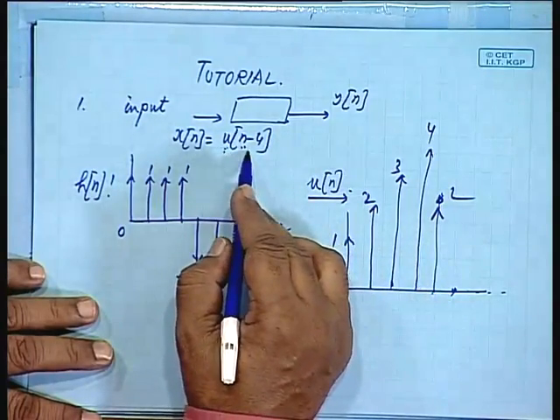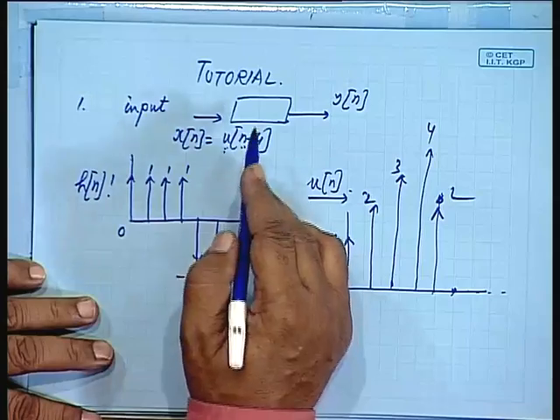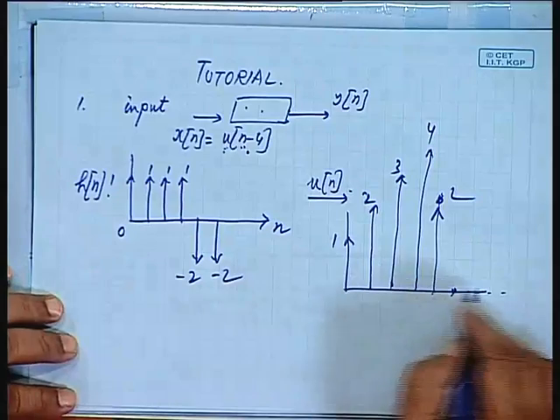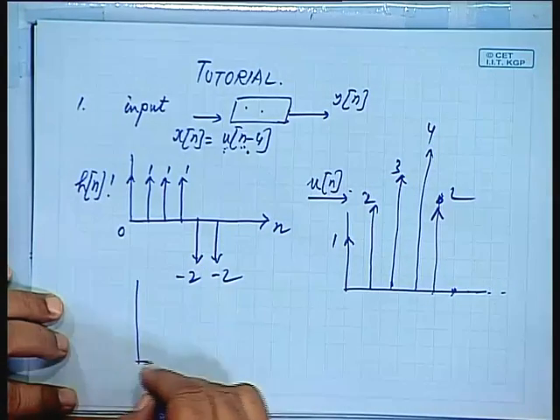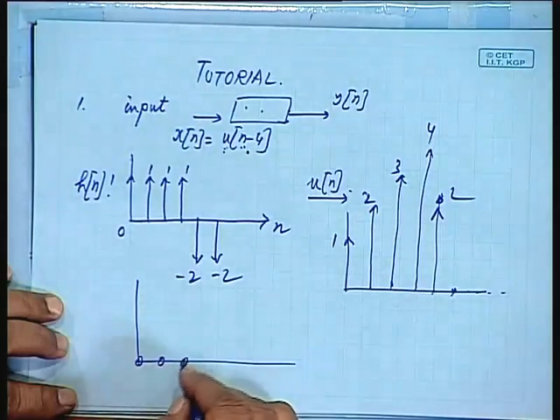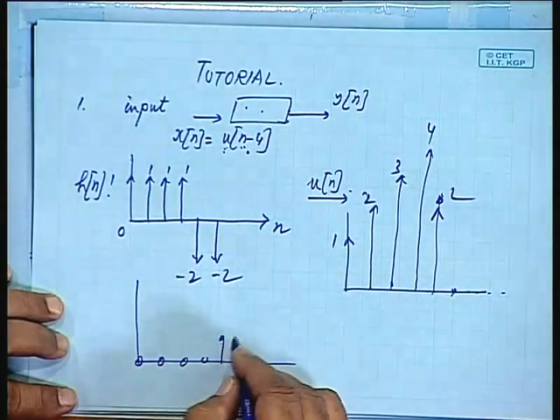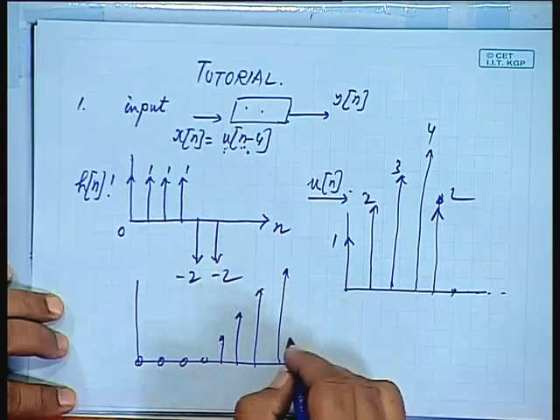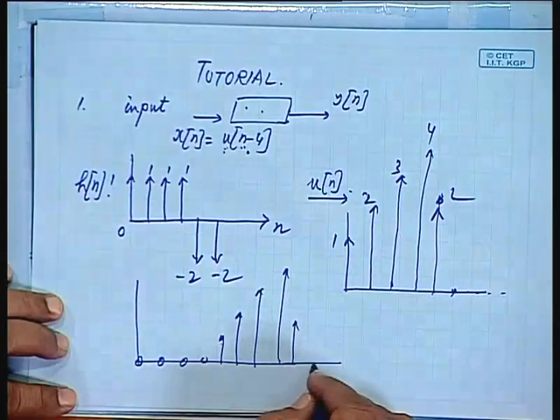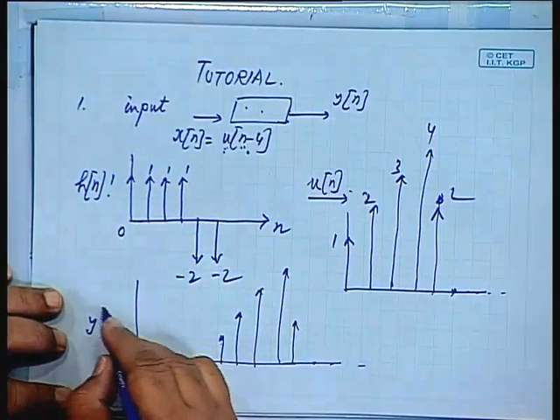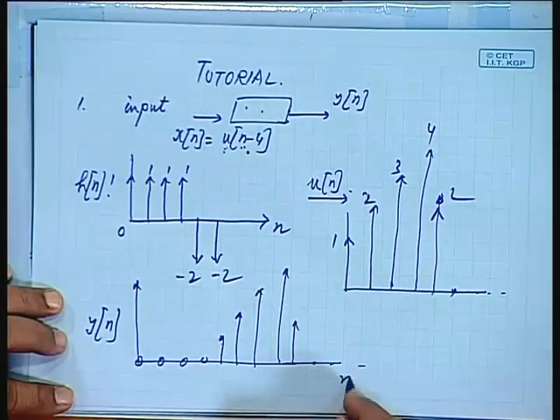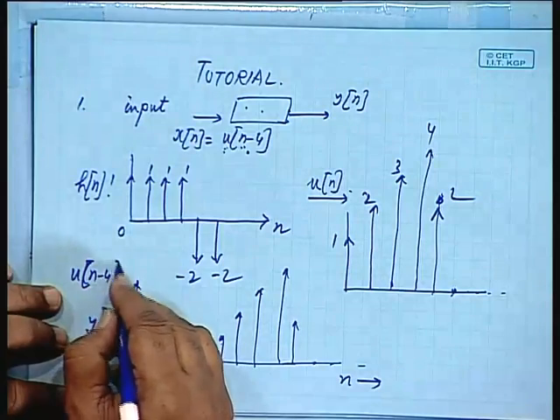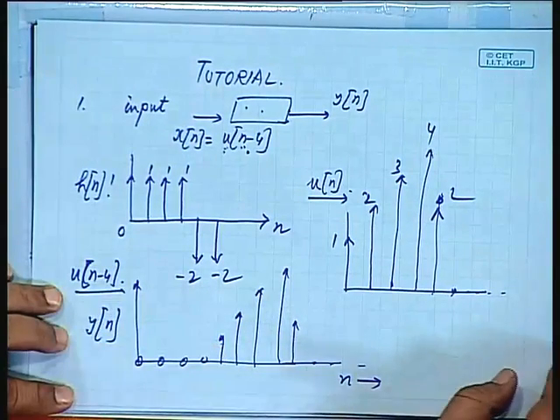Now, if I take u[n-4] and if it is an LTI system, that is a time invariant system, then it will be shifted by 4 steps. So, it will be finally 0 0 0 0, then 1 2 3 4 2, then 0. So, this will be the output. Okay. This is the output corresponding to an input of u[n-4]. All right.